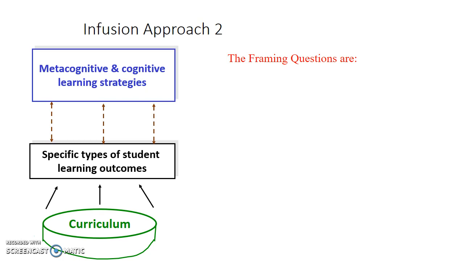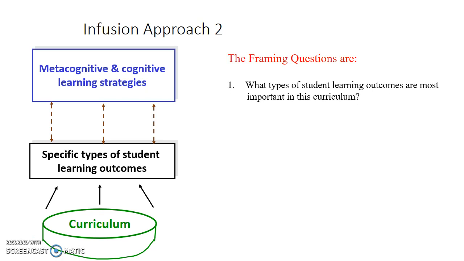So let's look at some of the key framing questions. Firstly, what are the types of student learning outcomes that are most important in your curriculum? And you identify those, and then you go on to say, well, in this curriculum, when I'm dealing with these outcomes, what are some cognitive learning strategies that will help students meet these specific outcomes?